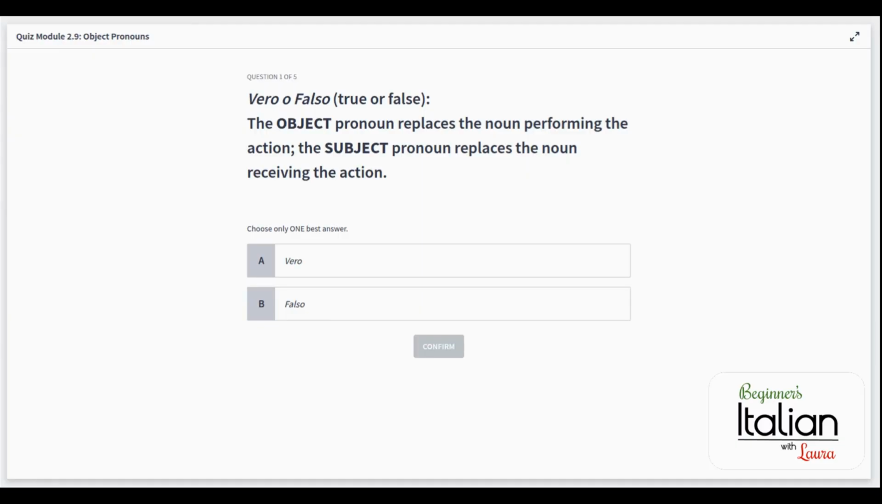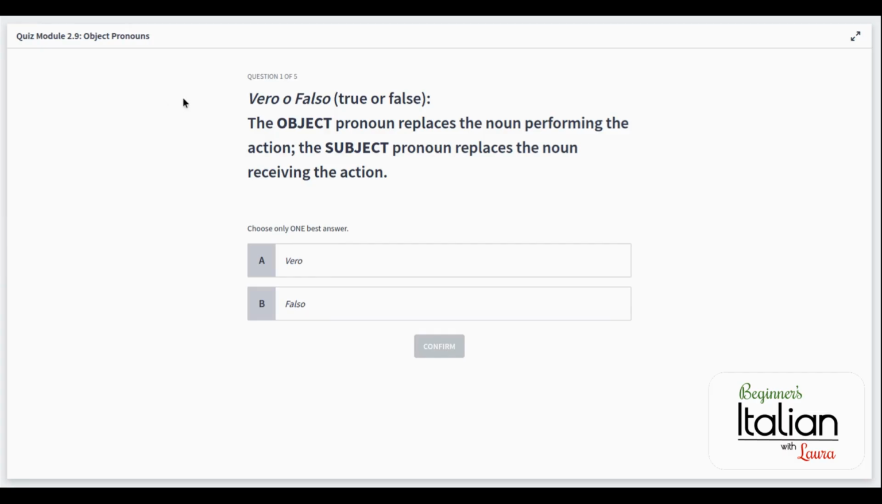Okay, we are on to quiz number 10, module 2.9, object pronouns. Now there's only 5 questions in this quiz, so I'll go ahead and read each question aloud and all the possible answers, and I'll pause for a few moments to let you try and figure out what the correct answer is before telling you what the right answer is. But if you need more time, just go ahead and pause the video. All right, let's get started.